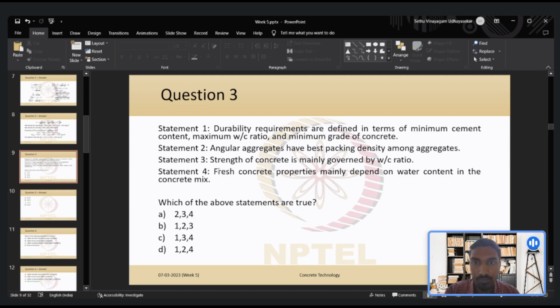So statement 3 is correct. And statement 4 is fresh concrete properties are mainly dependent upon the water content in the concrete mix. Again this is also true. Fresh concrete properties include workability, and those depend upon the water content. With lower water content you will have lower workability, with higher water content, higher workability. The water content will affect the properties of the concrete at the fresh state. So statement 4 is also correct. So out of the 4, 1, 3 and 4 are correct, and 2 is incorrect. The right option is option C, 1, 3, 4.